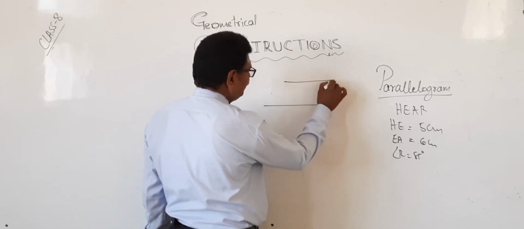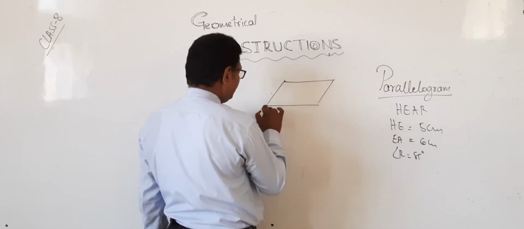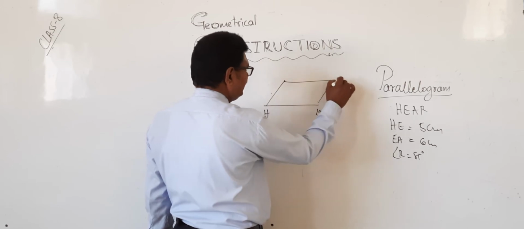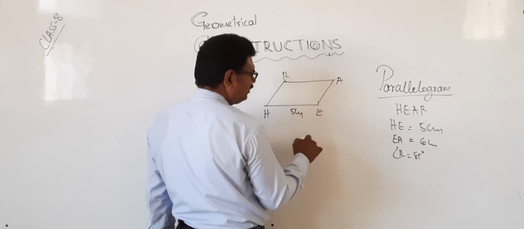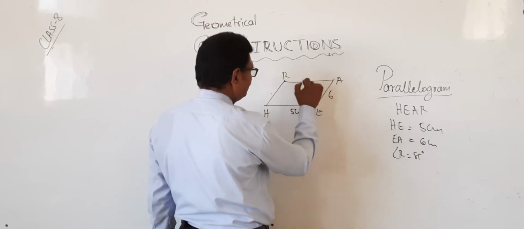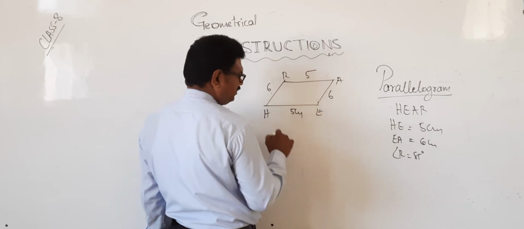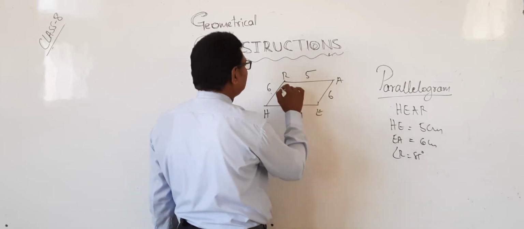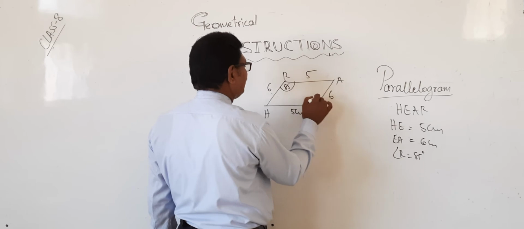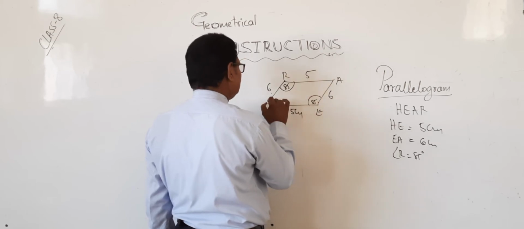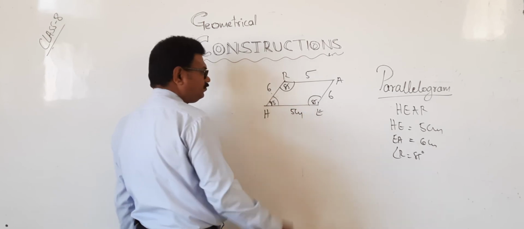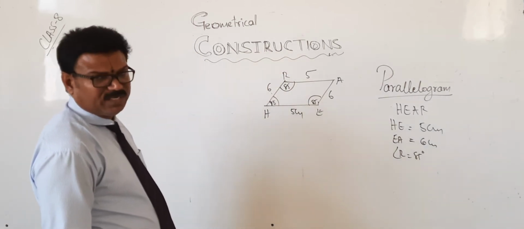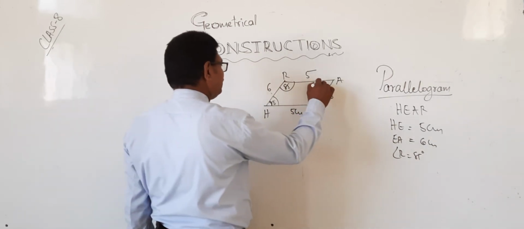Yes, very simple. Yes, it is nothing but here HEAR. HE is 5 centimeter, EA is 6 centimeter. Therefore, this also means 5. This is also 6. And angle R is 85. This is 85 with this is also 85. This is 85 with this. Or not? Yes, 95. Okay, 95. 95 with this is also 95.